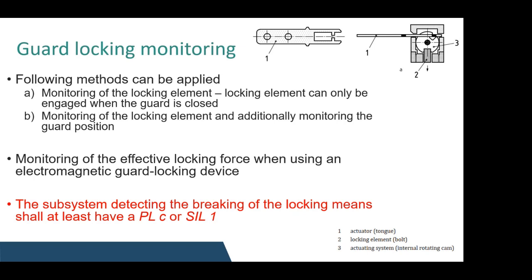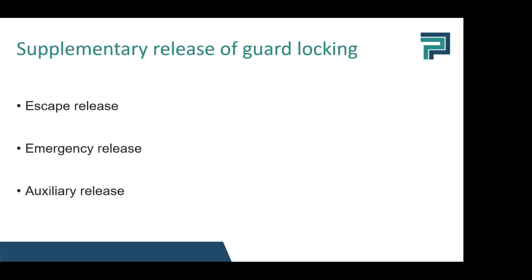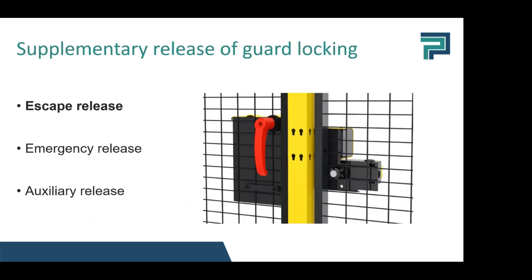Now, when we use guard locking, it can be necessary to implement supplementary releases of guards. And there are three types of supplementary releases. The first one is an escape release, seen in the picture. For example, if there is a hazard that a person gets trapped inside of the hazardous machine, an escape release has to be provided so that they can escape from the hazard zone.